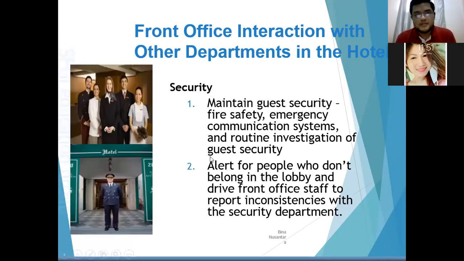Security: maintain guest security, fire safety, emergency communication system, and routine investigation of guest security. This is by the security department. Alert for people who don't belong in the lobby. This is your communication.